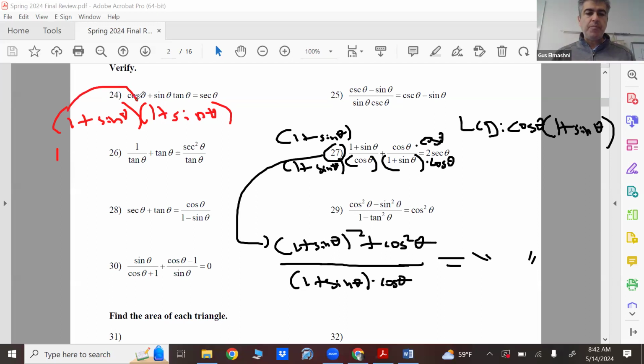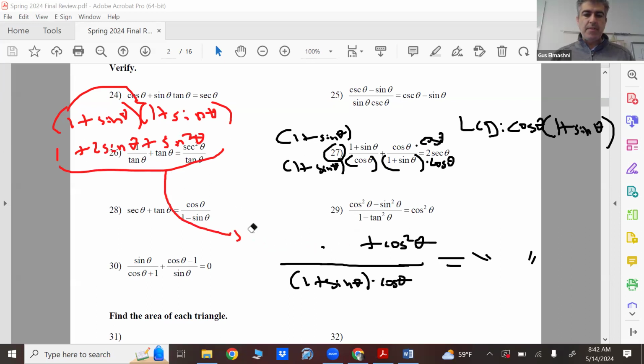If I work on this, it's 1 plus 2 sine theta, because you have sine theta plus sine squared theta. Does that make sense how I foiled it? So you bring it back into the mix. I'm going to erase all this, bring it back into the mix. So it's going to be 1 plus 2 sine theta.